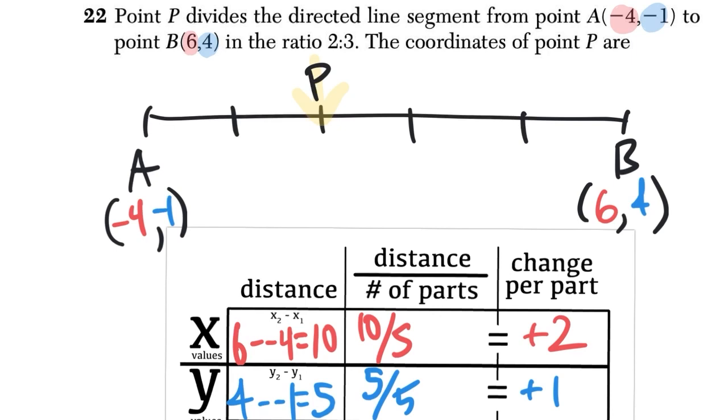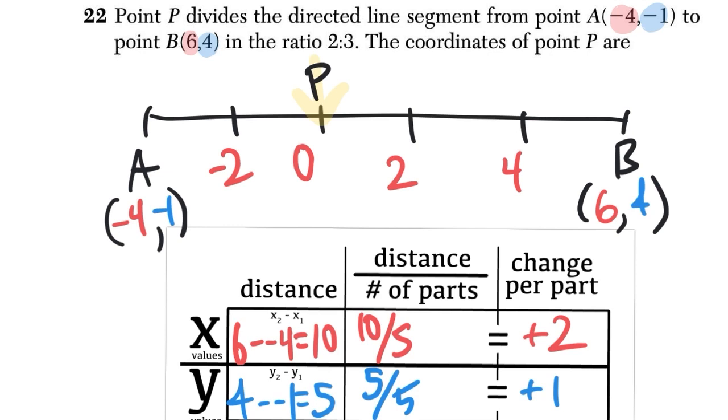point P. And I know that negative 4 plus 2 is going to be negative 2. Negative 2 plus 2 is going to be 0. And if we just keep it moving, 0 plus 2 is 2. 2 plus 2 is 4. 4 plus 2 is 6. And you know what? Ladies and gentlemen, that totally checks out.